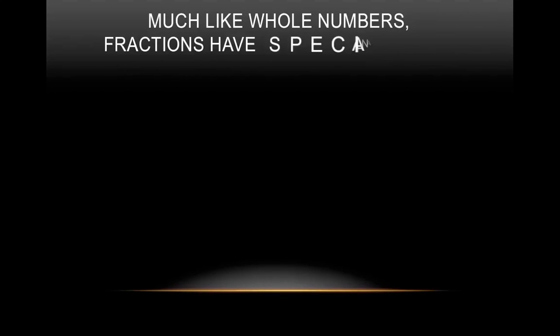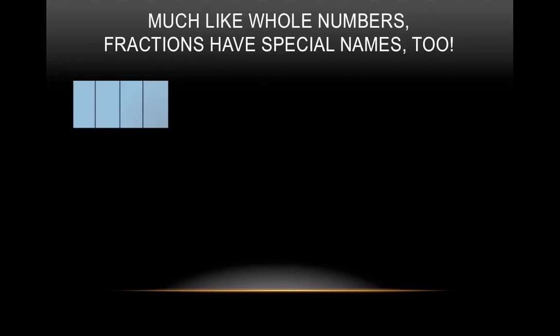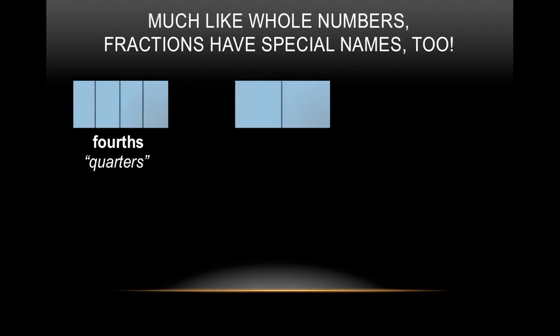Much like whole numbers, fractions have special names too. Here we have a whole partitioned into 4 equal parts. We call these parts fourths or quarters. Think about 4 quarters in a dollar. Here we have a whole partitioned into 2 equal parts. We call these parts halves.